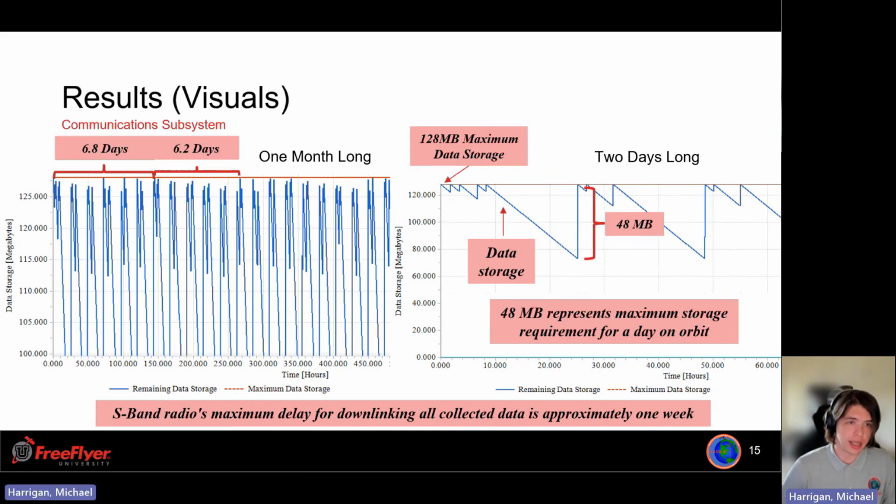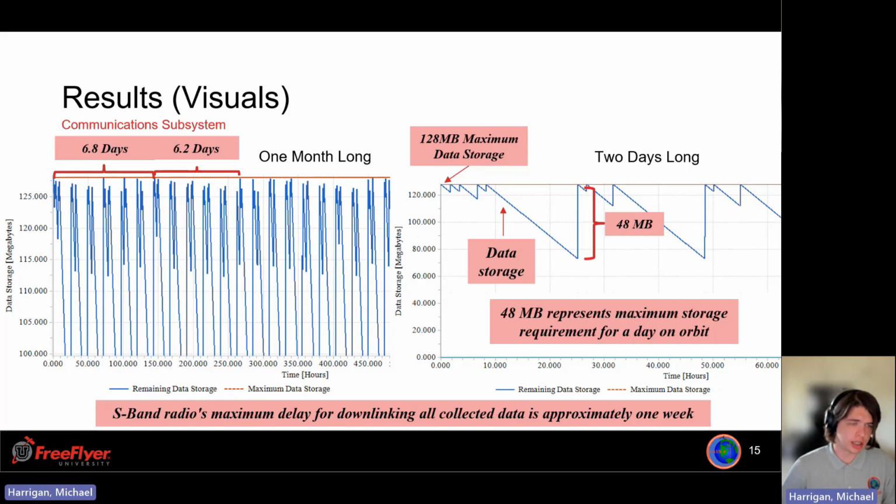Here we have both a 1 month long and a 2 day long simulation. You can see in the 2 day long simulation that we're using approximately 48 megabytes worth of data. And we can store all the data necessary within 128 megabytes of data storage.